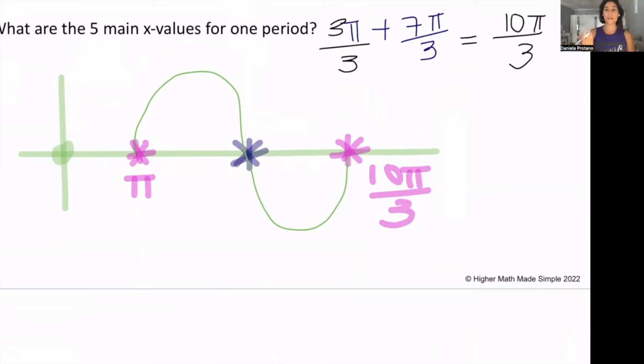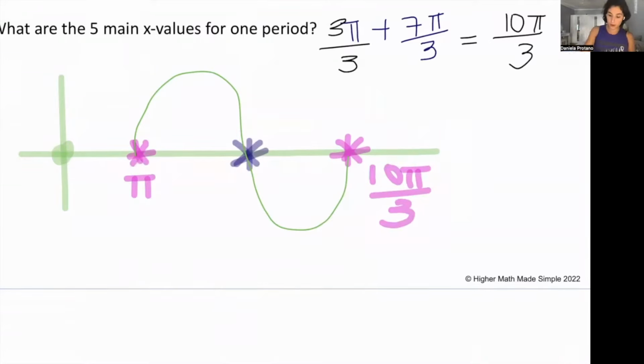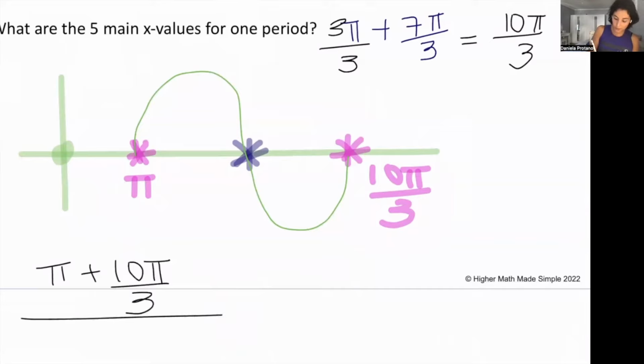We do that by finding the average. How do you find the average of 2 numbers? You're going to add those 2 values and then divide by 2. So let's do that. We're going to add pi and 10 pi over 3 together, and then we're going to divide it by 2.